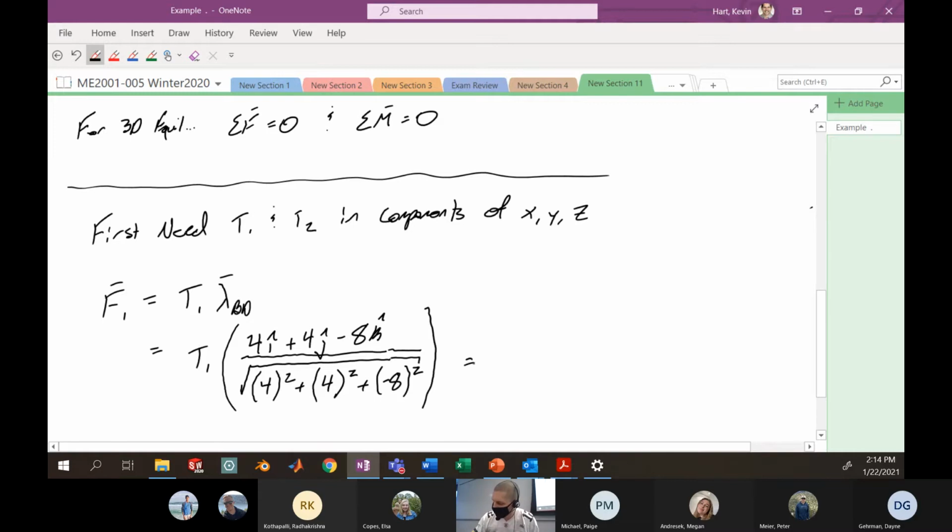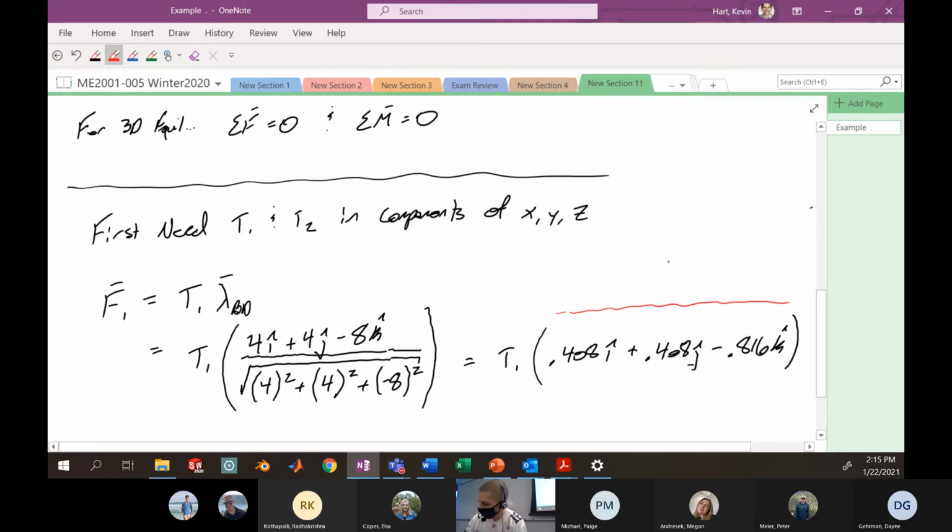Okay, so if you kind of make your way through this, whatever tension we have in that wire, it's going to be multiplied by the unit vector. It sort of acts in that direction here. 0.408 I hat plus 0.408 J hat. And then minus 0.816 K hat. Okay, so this would kind of be the unit vector directed along BD.